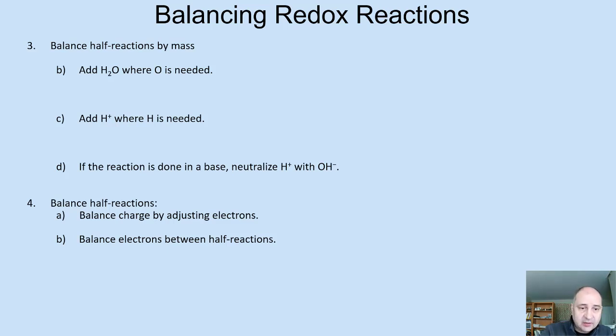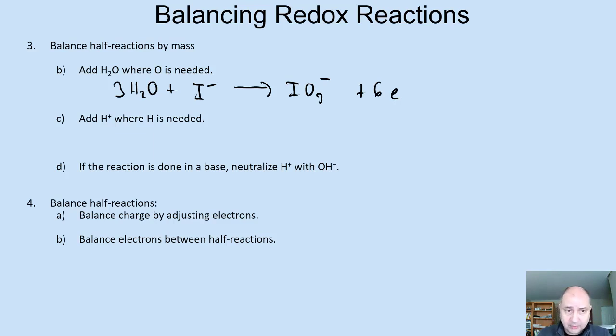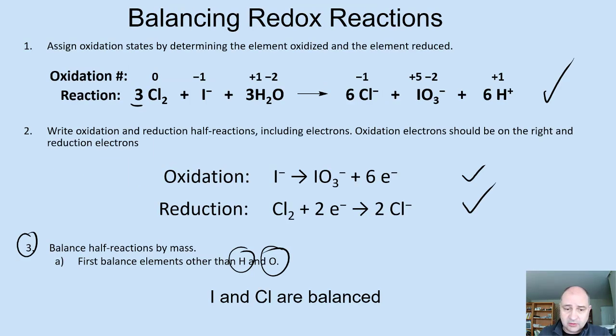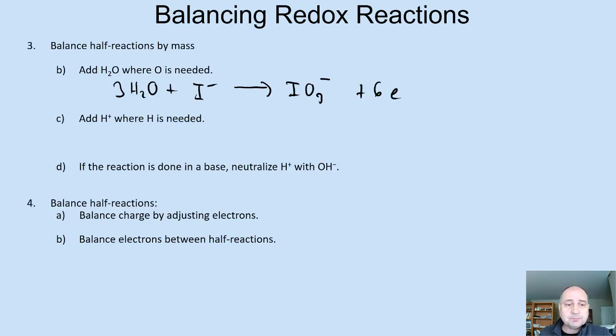So oxygen is needed. We have I minus going to IO3 minus and 6 electrons. So we need oxygen, which means we need to add 3 water molecules. So we add 3 water molecules there. The other one we don't have to worry about because it's already done, right? So we're only worried about the iodate here, the oxygen.